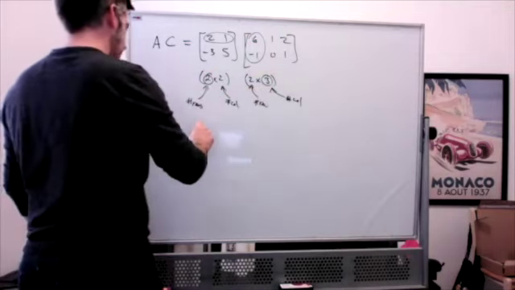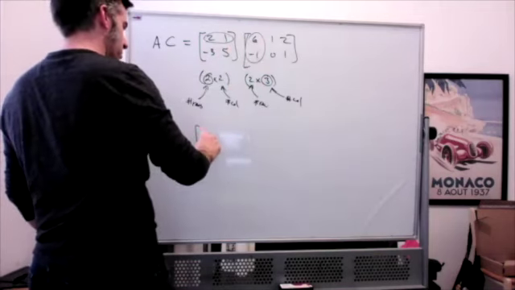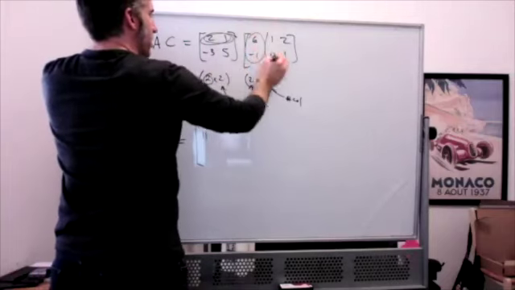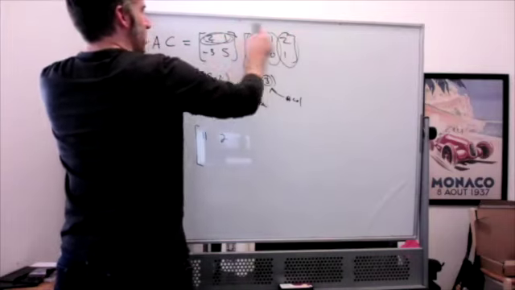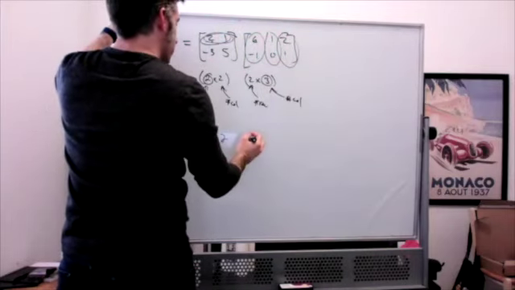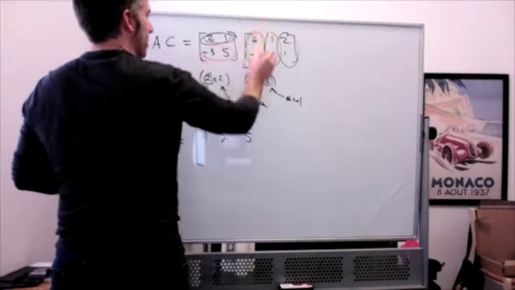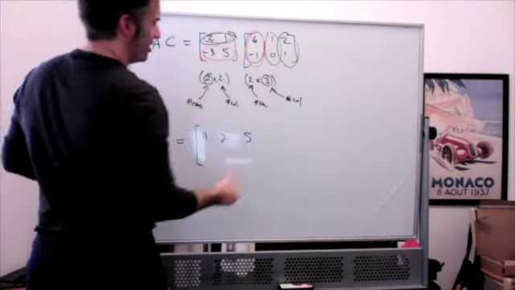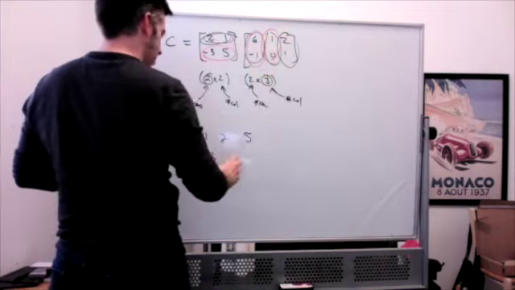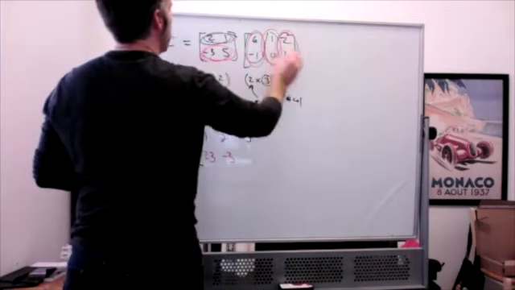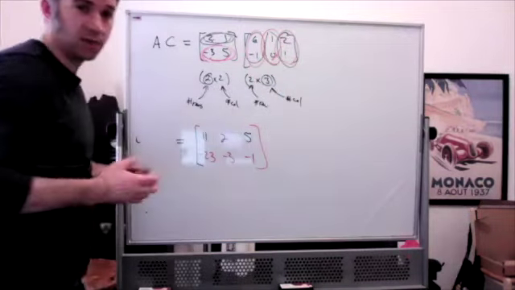So I'm going to get, let's see. 2 times 6 plus 1 times -1 is 12 minus 1. And then this one with this one, 2 times 1 plus 1 times 0. And then this one with this one, 2 times 2 plus 1 times 1, which is 5. And then this one with this one, -3 times 6 plus 5 times -1 is -23. And then this one with this one, -3 times 1 plus 0. And then this one with this one, -3 times 2 is -6 plus 5 is -1. There's my resulting matrix.